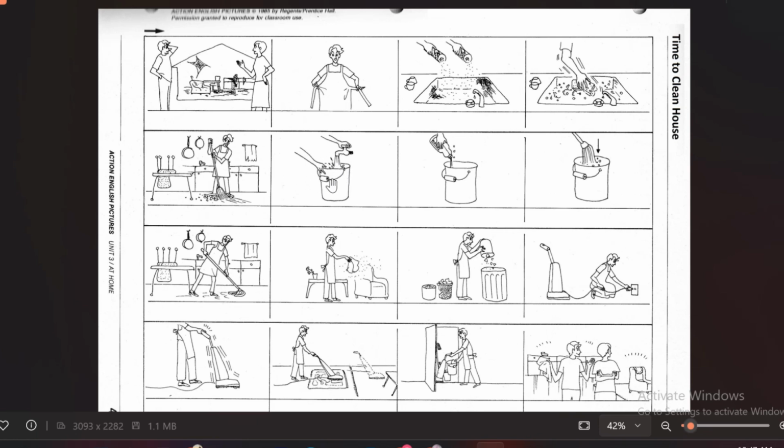So he fills the bucket with water. Yeah, he fills it with water.